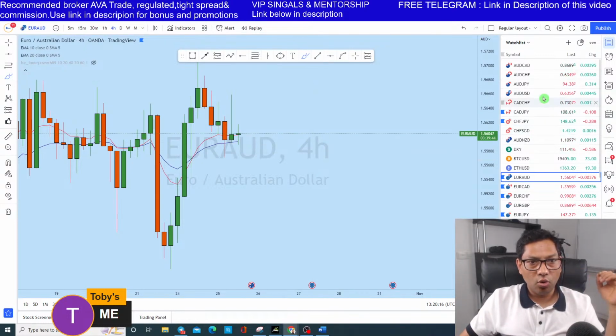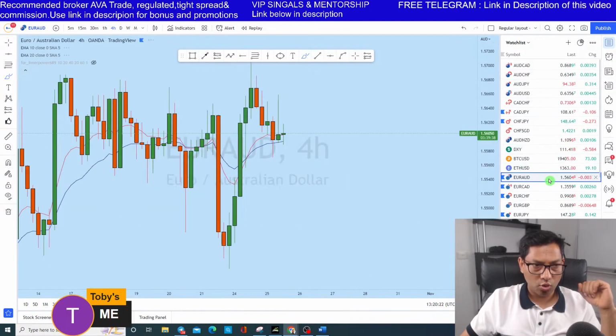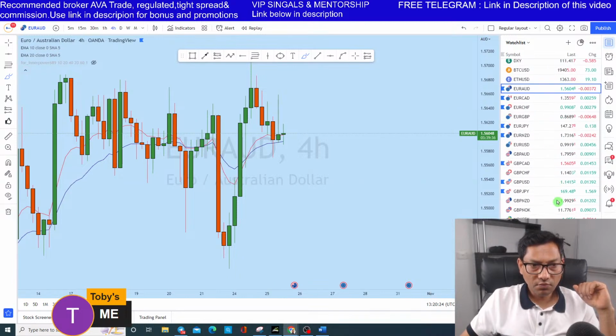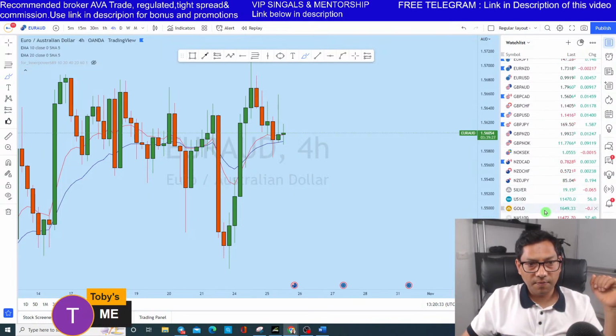When we go long Aussie dollar, we see that Aussie dollar might go bullish. We closed Euro AUD as a break even trade, because we don't want to get messed up on direction. That's what we did.